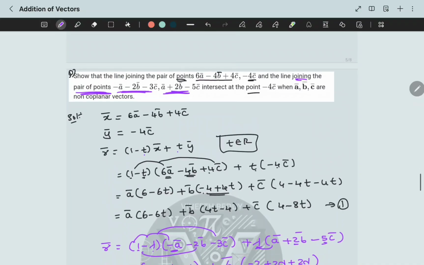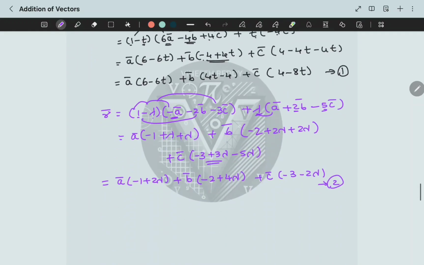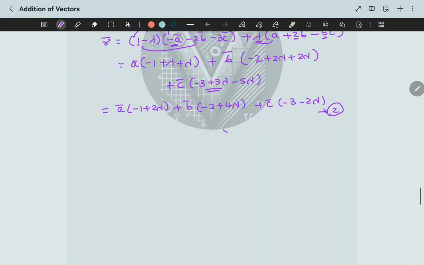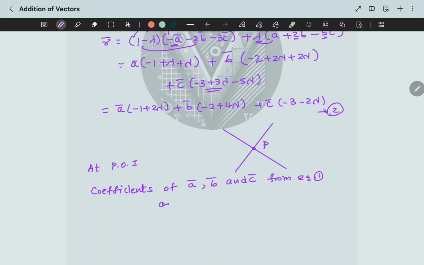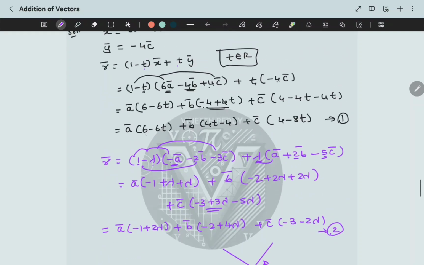See, he is telling that these two lines intersect at the point minus 4C bar. Of course, A, B, C are non-coplanar vectors. Okay. That means if two lines meet, they will intersect at a point, let us say P. That means at that particular point, think about it, at the point of intersection, coefficients of A bar, B bar and C bar from equation 1 and equation 2 should be equal, right? This is the condition.